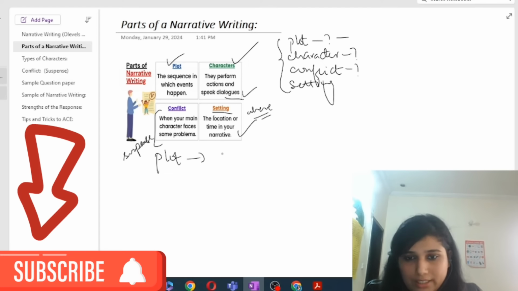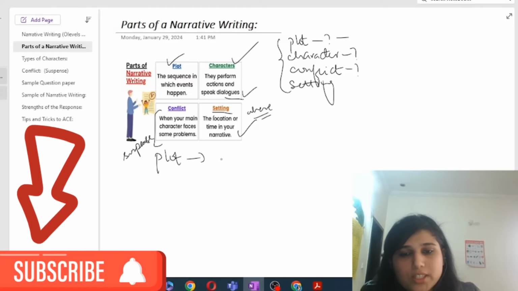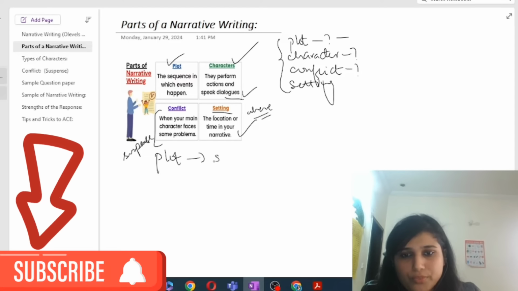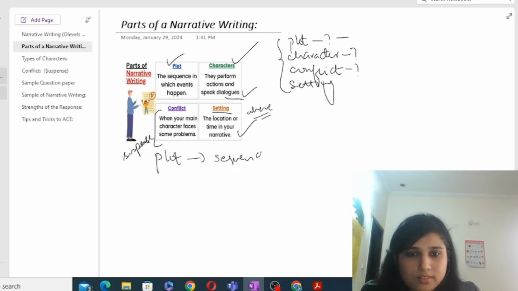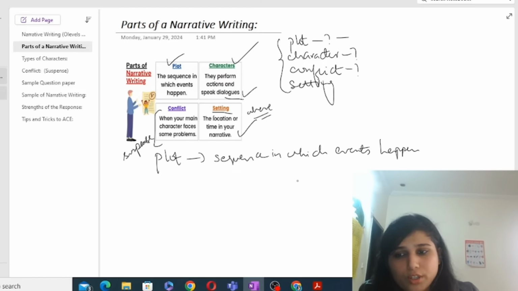The plot, in creative writing, is the sequence in which events happen. A plot is all about the story and how your events progress, but it is not only how events are taking place in your story. So what do I mean by that?